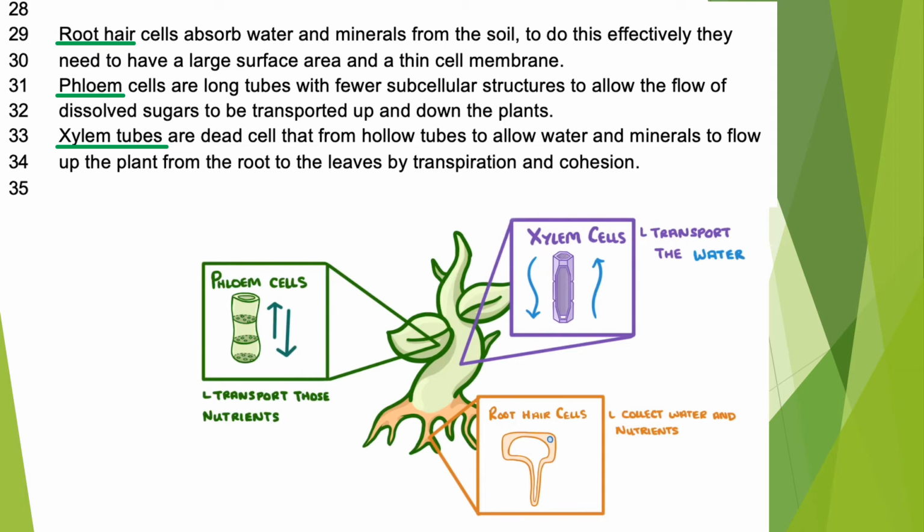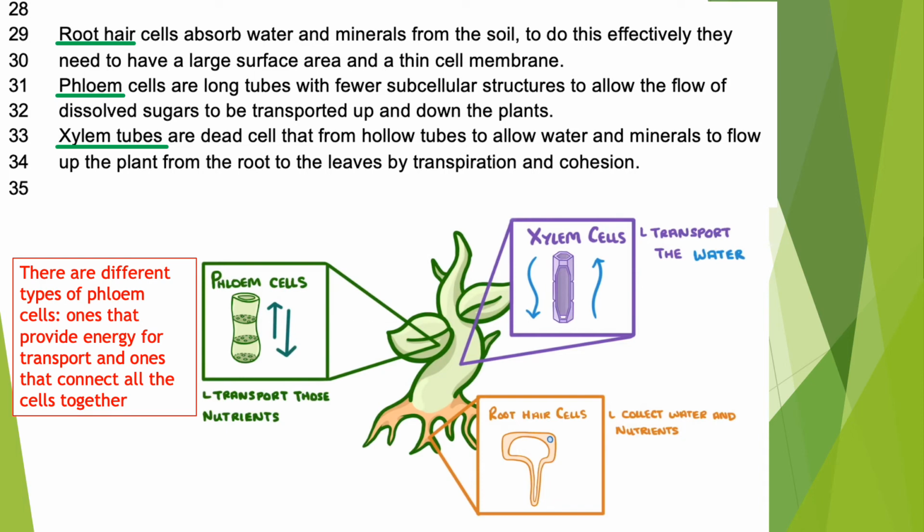And something that's much, much higher level is that the actual structure of the phloem has different types of cells inside it as well. And that is that one of the types of cells helps provide energy for that transport. So as with everything, you need energy to move things around. So they have these companion cells that help provide energy. And those companion cells are basically filled with chloroplasts.